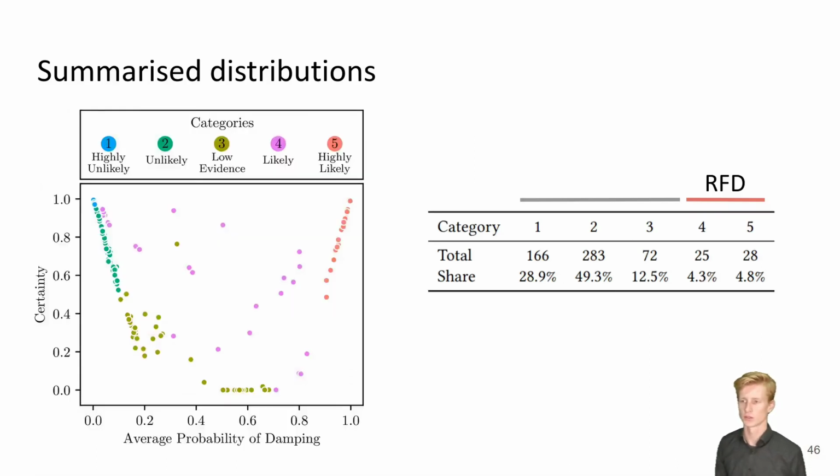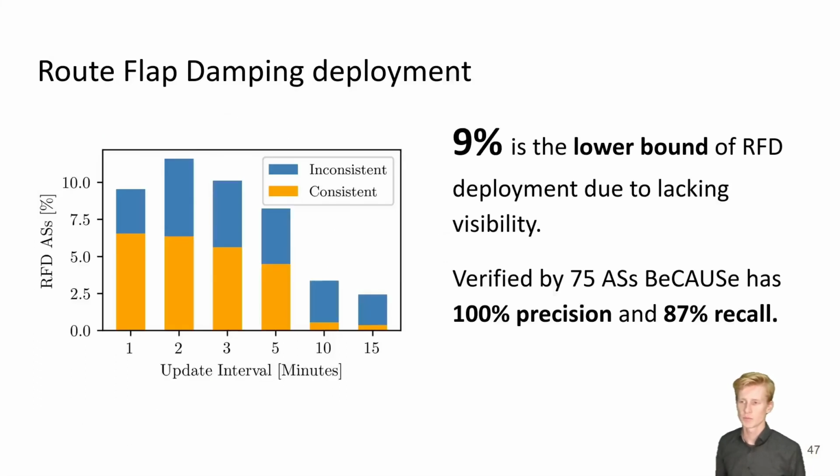Overall, this is the result. We say all ASs in category 4 and 5 are using route flap damping, which is in sum about 9%. This bar plot shows the deployment of route flap damping for each of the update intervals we have measured. ASs that dampen all neighbors we have measured are colored in orange, and inconsistent ones are colored in blue. For the fastest update interval, we have found a deployment of 9%.